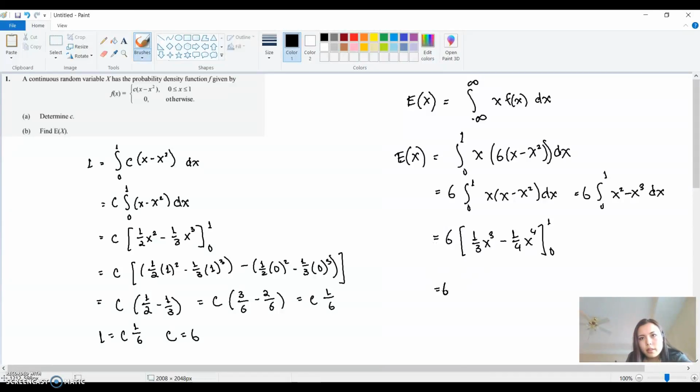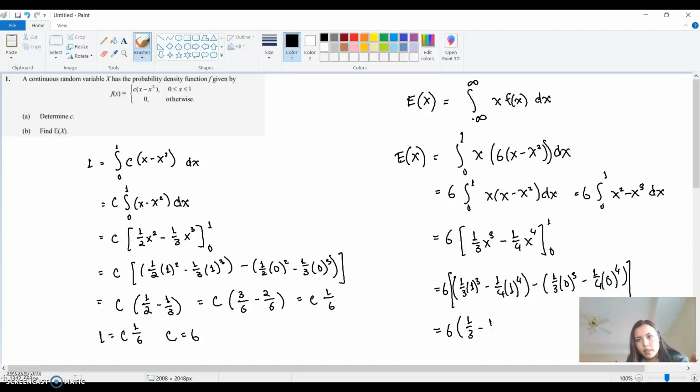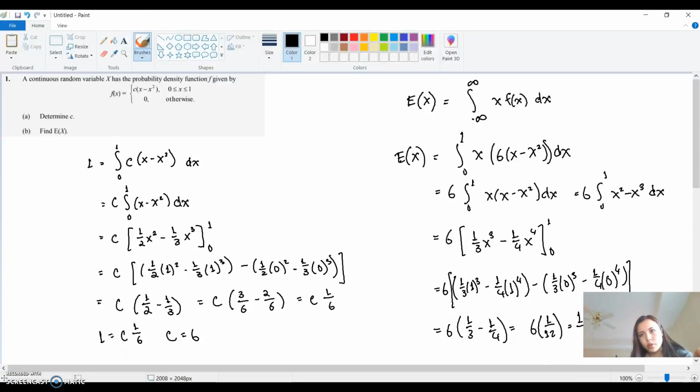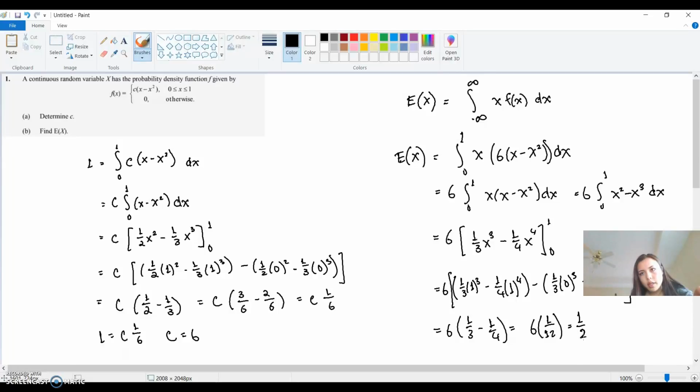Can we plug that in? 6 times 1 over 3, 1 cubed minus 1 over 4, 1 to the 4th power, minus 1 over 3, 0 cubed minus 1 over 4, 0 to the 4th power. That all equals 0. So all we have is 6 times 1 over 3 minus 1 over 4, which is 6 times 1 over 12, which gives us 1 over 2. There we go. And that's how we solve our first question.